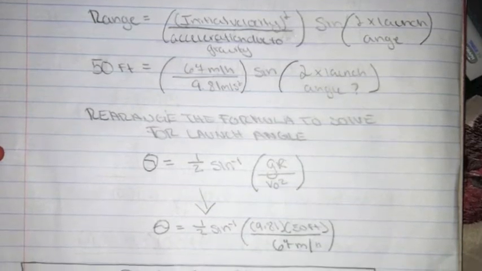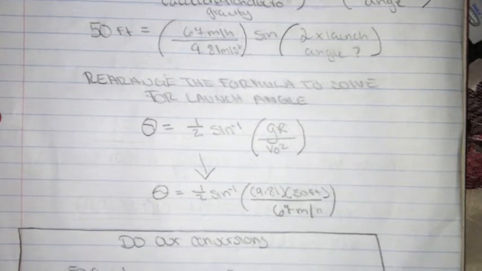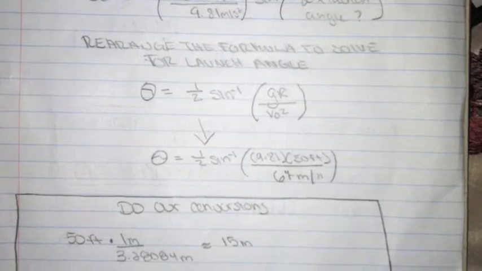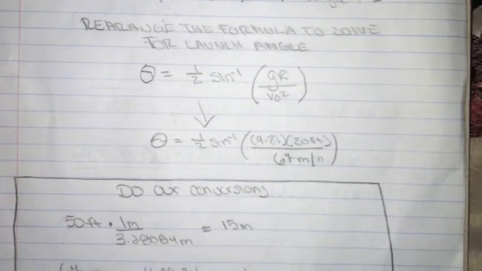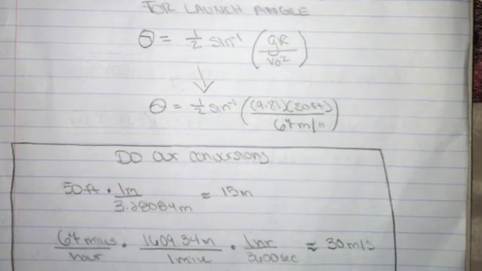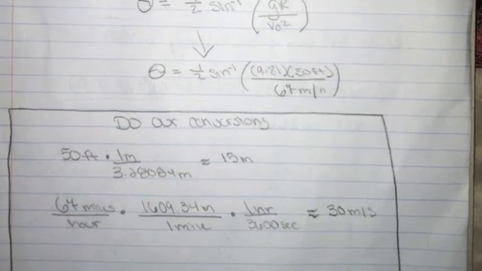Range is equal to initial velocity squared over acceleration due to gravity times sine of 2 times the launch angle. We would then put in our givens, which are 50 feet, 67 miles per hour, 9.81 meters per second squared. At the bottom of the sheet of paper, the conversion shows how we turned all of these things into meters per second.